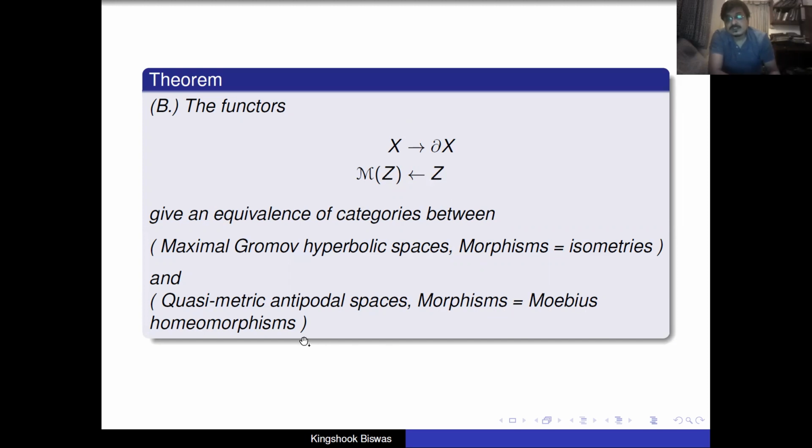Okay. So from ultrametric antipodal spaces as boundaries, we've come to a much larger class, namely quasi-metric antipodal spaces. And in place of trees, we now have these maximal Gromov hyperbolic spaces, which have this universal property. So they're canonically associated to these quasi-metric antipodal spaces.